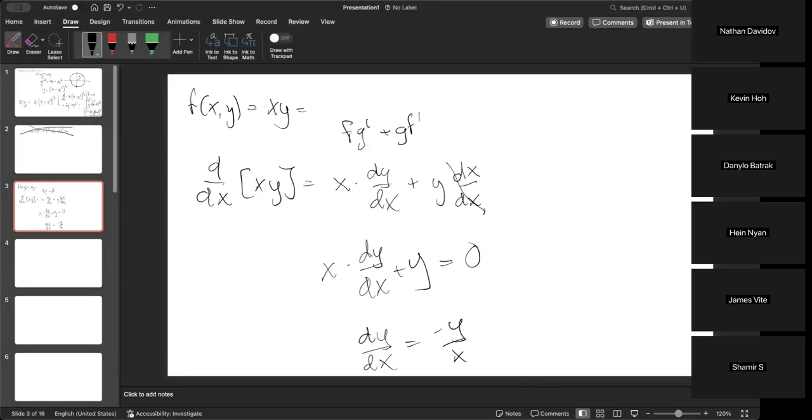F prime is just 1 because it is X. Yeah, I agree, but that's what I did. I said that this is 1. So I think it's going to be okay. It's G prime. It's going to be only Y. That's it.